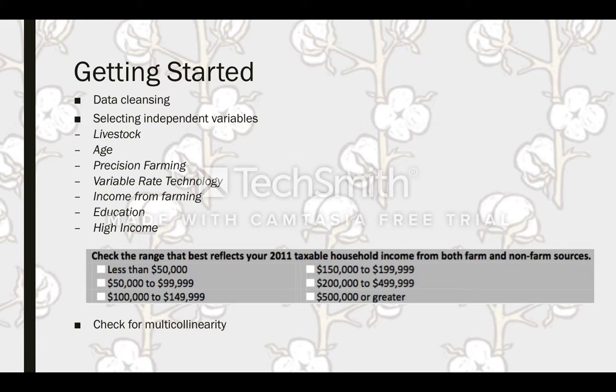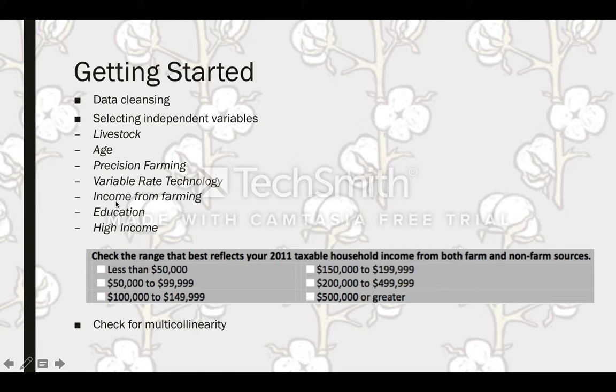Next came the selection of the questions I would use as independent variables. Ultimately, I chose these questions. So, do you own livestock? What is your age? Do you use precision farming techniques? Do you use variable rate technology in your cotton inputs? What percentage of your income comes from farming? What is your highest level of education? And what is your annual household income?